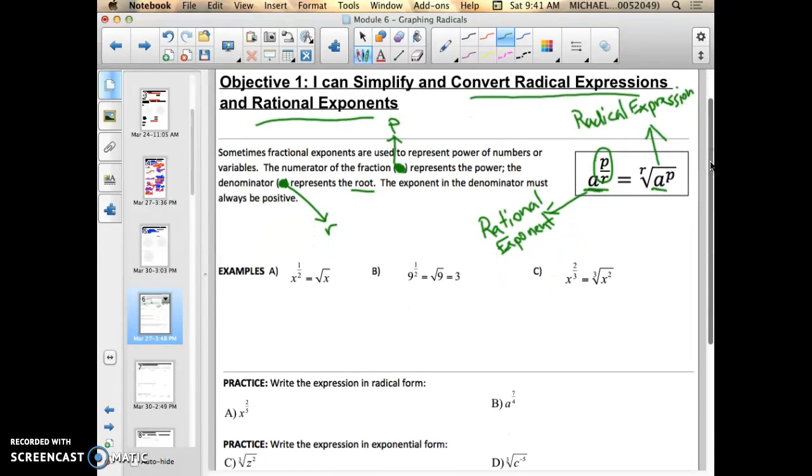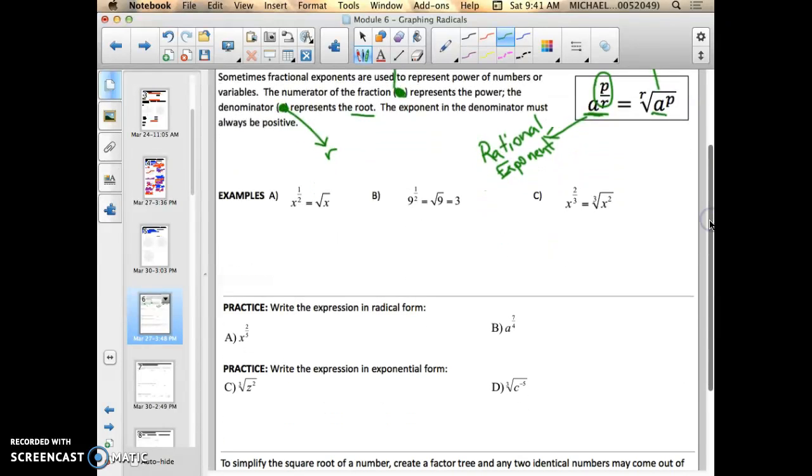So some examples, and this is the first part. I'm going to convert radical expressions and rational exponents, all right? And this you'll practice in a little bit as well. I'm going to do examples A and B. They're already done for you, so I'm going to talk through it. Again, first is listed rational exponent. It can be converted to a radical expression, all right? And what they did here, x to the 1/2, all right? 1 being the p, 2 being the r, all right?